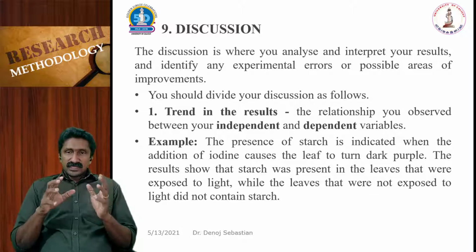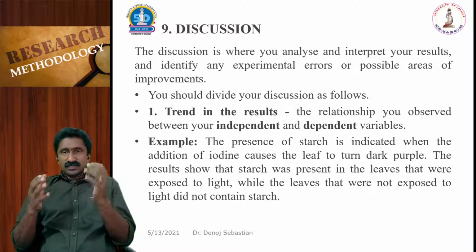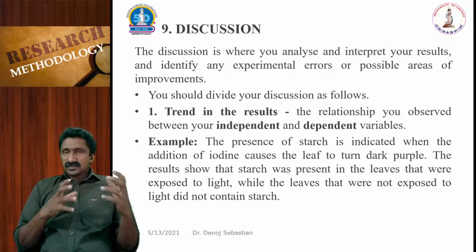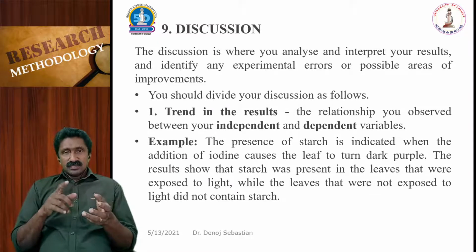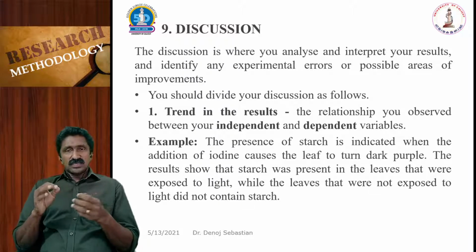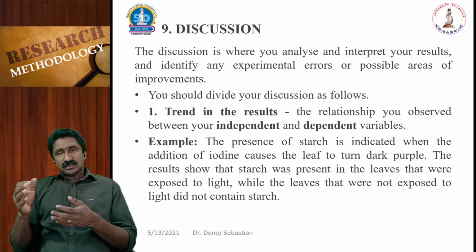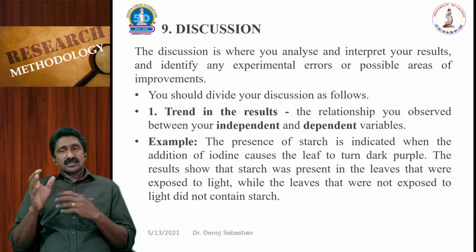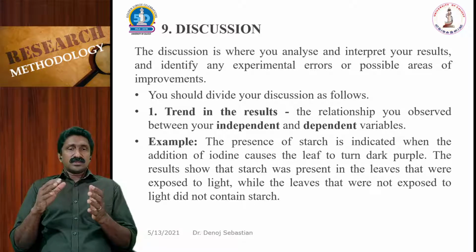So, the relationship you observed between your independent and dependent variables. Usually the dependent variable is the result of the experiment, and the independent variables are the factors being tested. If there is some relation that you have observed, that can be represented as a trend. For example, the presence of starch is indicated when addition of iodine causes the leaf to turn dark purple. The result showed that starch was present in the leaves that were exposed to light, while the leaves that were not exposed to light did not contain starch.